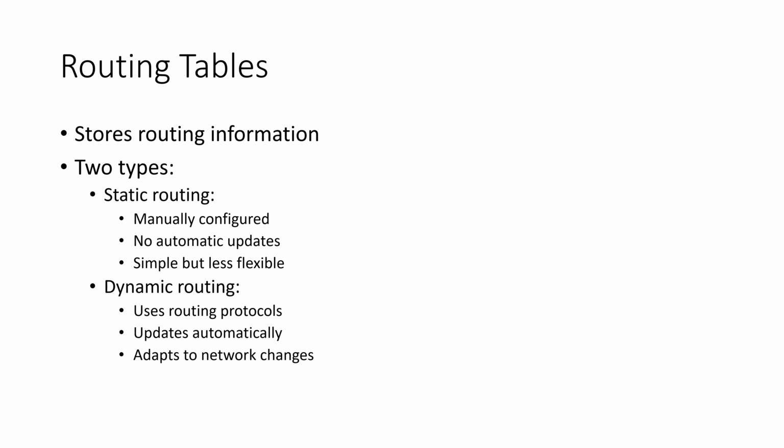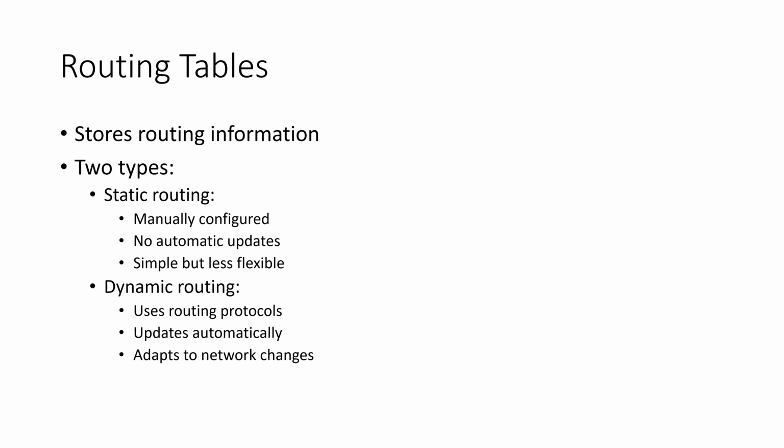So all these routing decisions depend on what's stored in the routing table. A routing table contains a list of routes, each specifying a destination network and the next hop to reach it. So there are two types of routing tables. Static routing tables are manually configured by network admins, and these routes stay fixed unless manually changed, and it's simple to manage in small or stable networks but not flexible in dynamic environments.